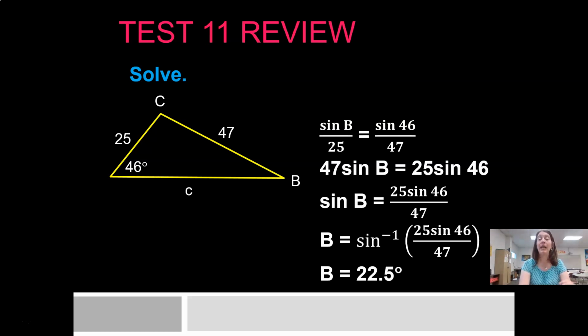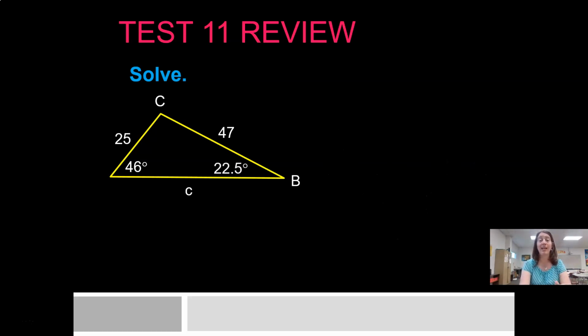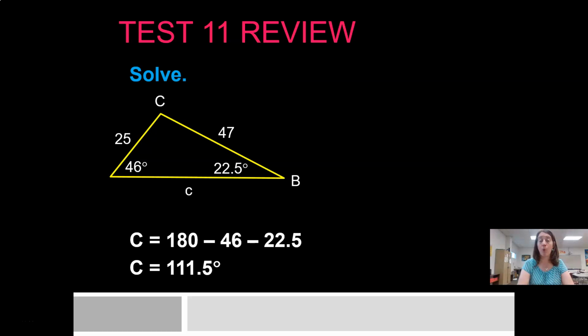Now at this point, you might want to, just like I have up here on the screen, fill in that 22.5 degrees in your picture. Why might that be helpful? Because now on question 9, I'm going to ask you to find angle C. How do I correctly find angle C? Well, you know how to do that because that's the one missing angle and you already have two of them. So we're going to subtract from 180 degrees. 180 minus 46 minus 22.5 gave me 111.5 degrees for angle C in our problem.